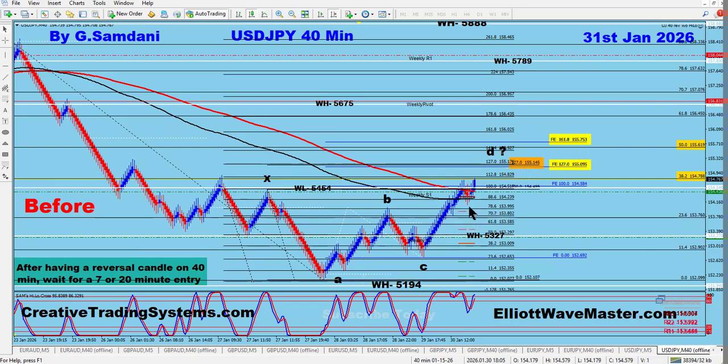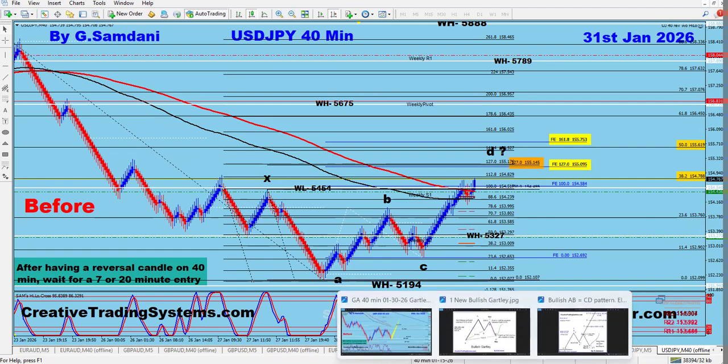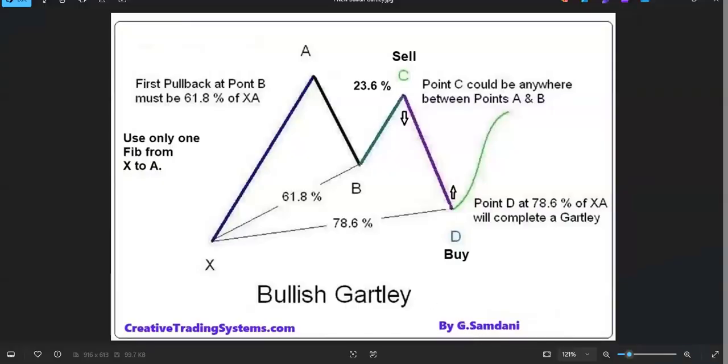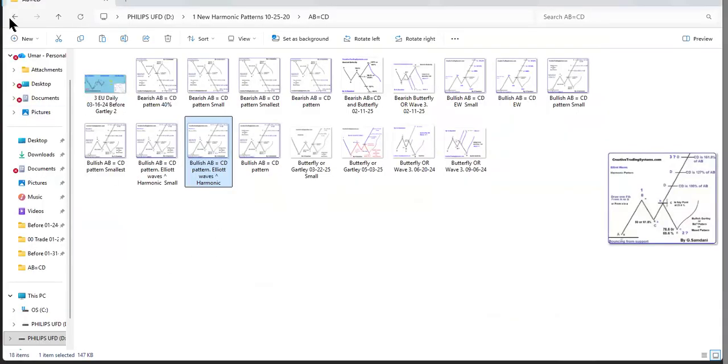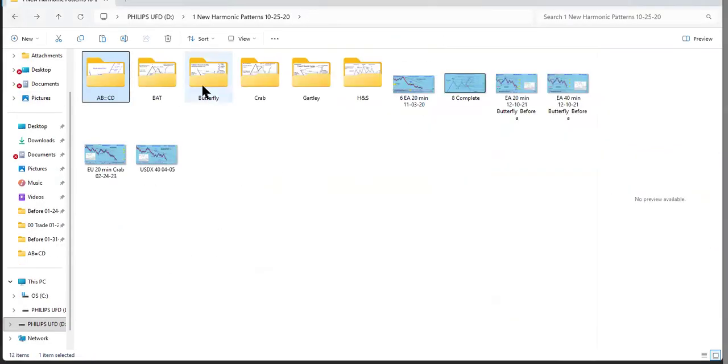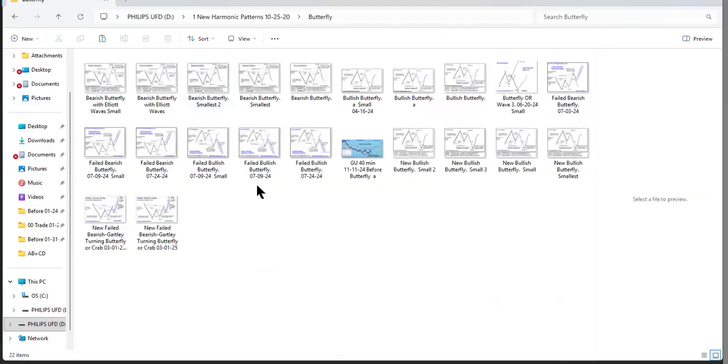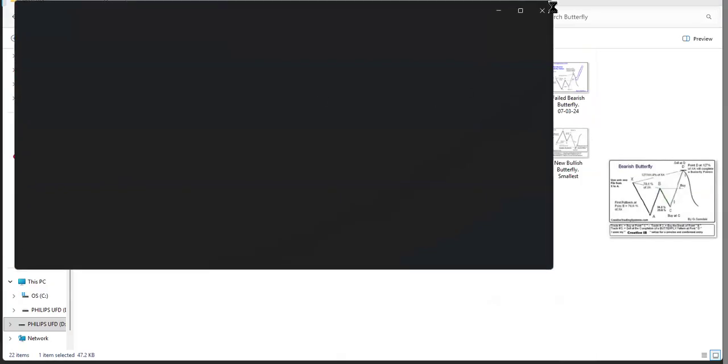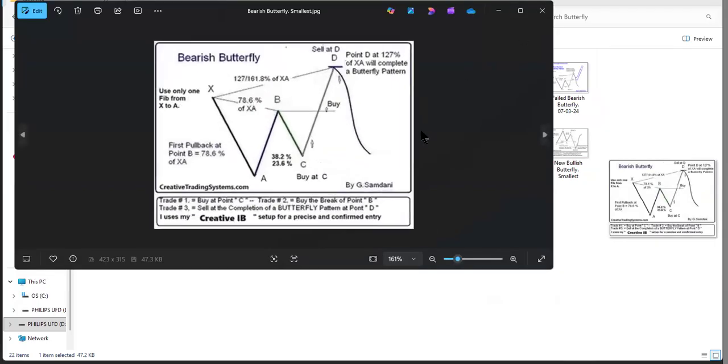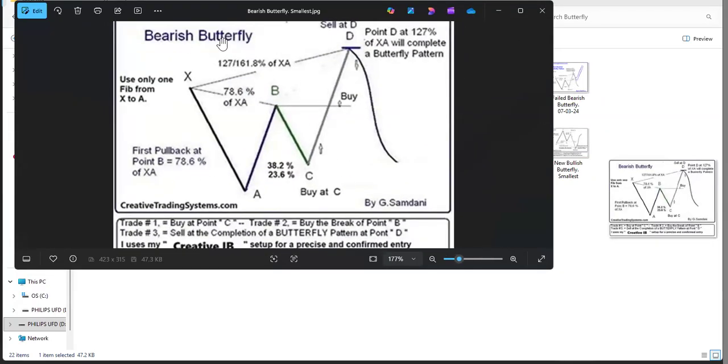Let me just show you that now, so that you don't get confused. The butterfly pattern is slightly different, and it's a bearish one. This is the butterfly pattern, and this is the calculation for it. See that? The XA to B is not at 61, it's 78. It's straight up to 78, and then either 38 or 23, then it goes to the 127 extension to complete a butterfly pattern.